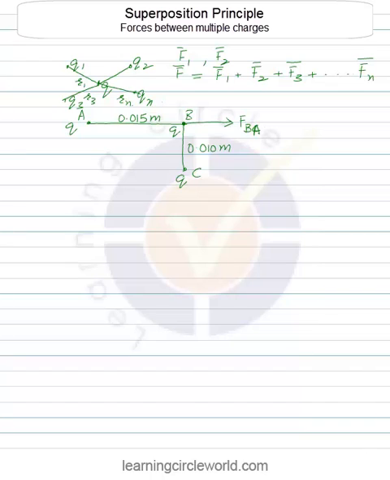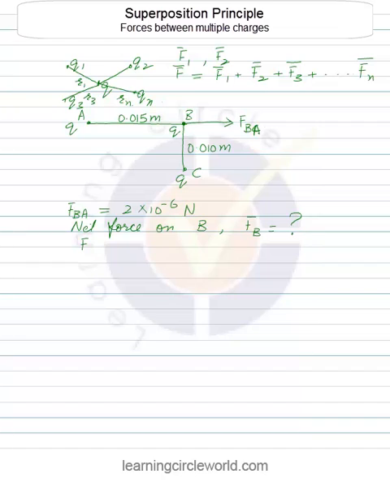Now let's say it's given in the question that FBA is equal to 2 into 10 raised to minus 6 Newton, and we have to find the net force on B, that is, we have to find FB. This implies that we don't know the charges; we have to find the force on B due to the charge at C, and then we have to add them vectorially to find the net force.